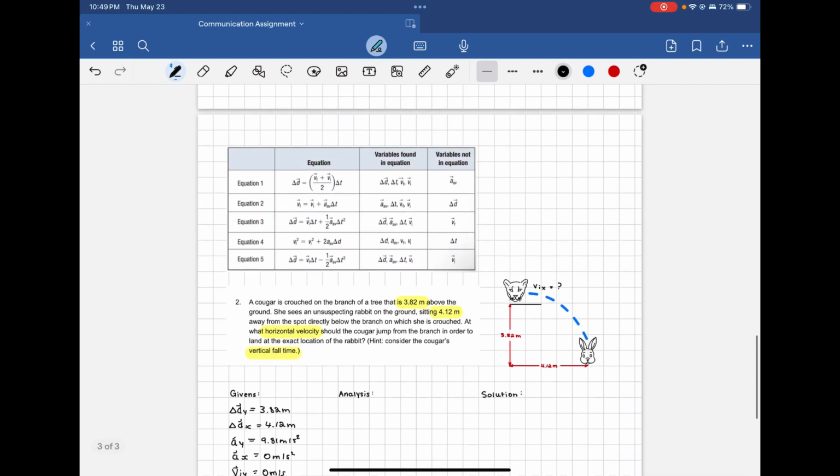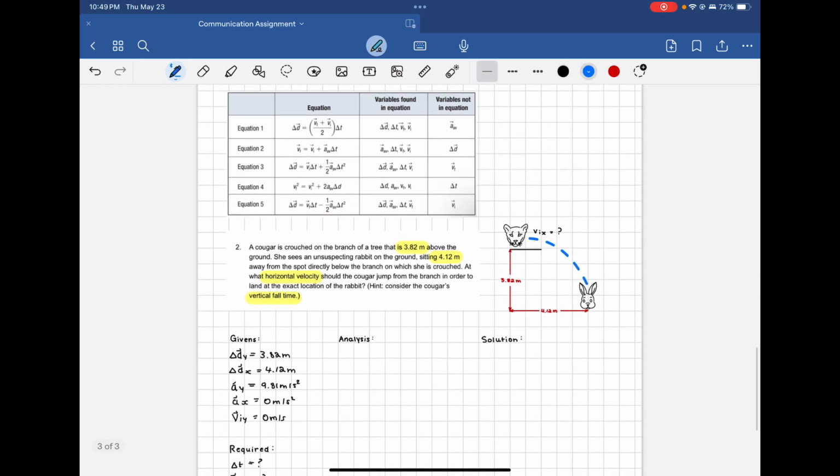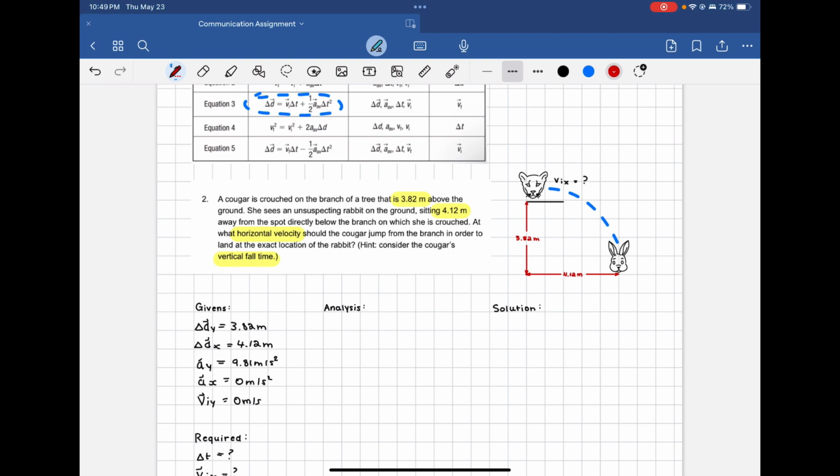So to solve for this, we're going to have to use one of the 5 equations. Specifically, equation number 3 works, and that is because, at least in the y direction, we are given displacement, we have acceleration, and we have the initial velocity, and that will allow us to solve for time. So we can use displacement in the y direction equals initial velocity in the y direction times change in time plus 1/2 acceleration times time squared.